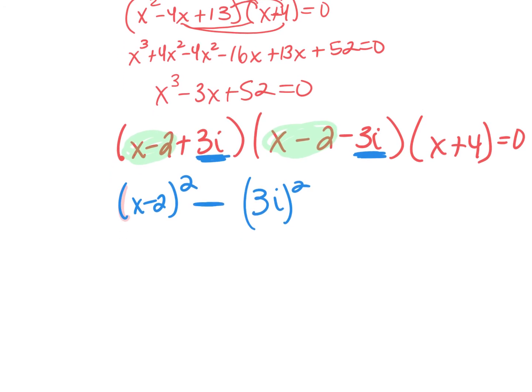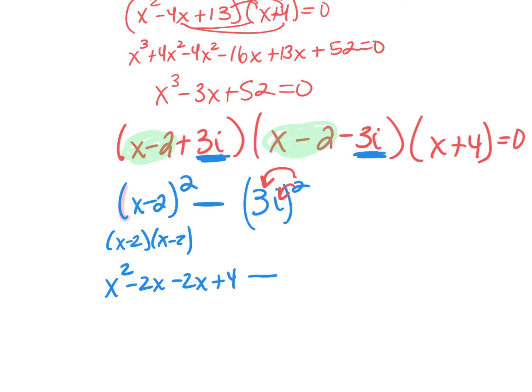So if I have x minus 2 quantity squared, x minus 2 times x minus 2. X times x is x squared. X times negative 2 is negative 2x. Negative 2 times x is negative 2x. Negative 2 and negative 2 is positive 4, right? Correct? Minus.